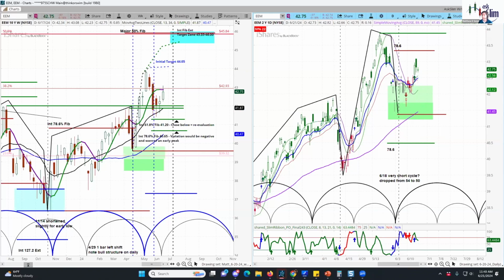Now, if we go back over to the weekly, something to pay attention to is we do have this black cycle bracket here that we want to just watch because it has shown influence in the past. And if that's the case, then we may see some choppiness over the next few weeks. So that's something to keep an eye on.